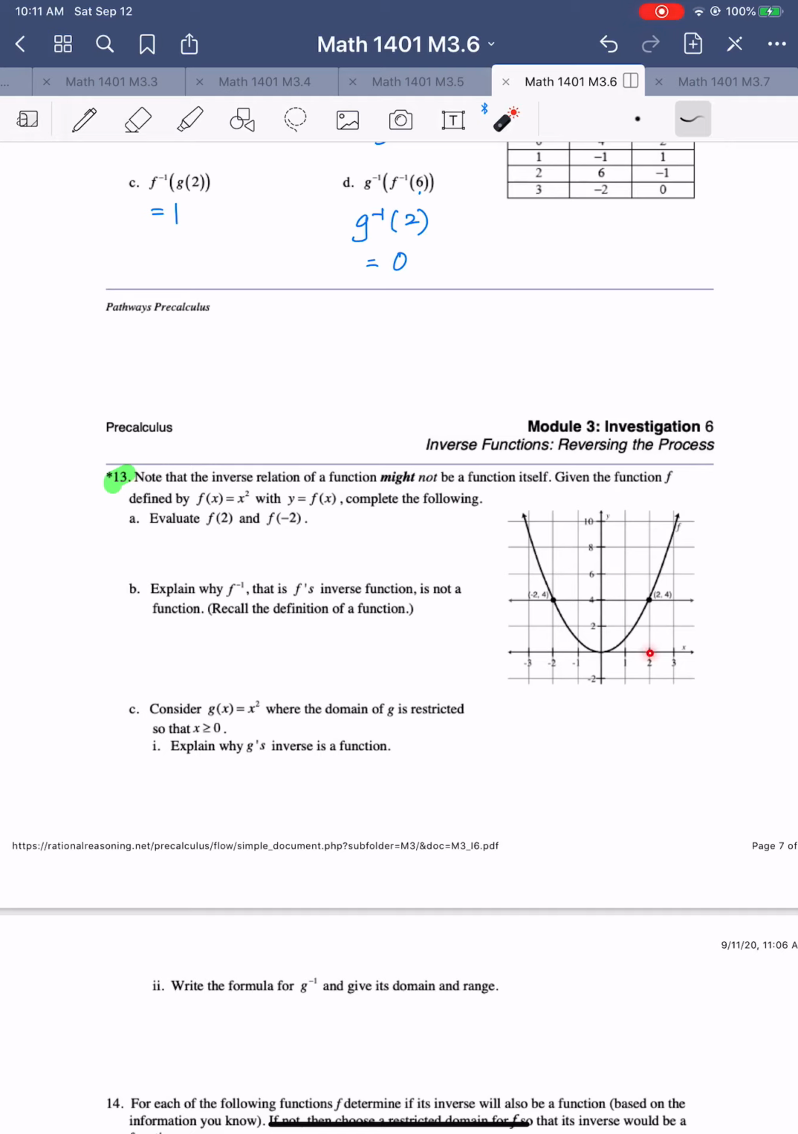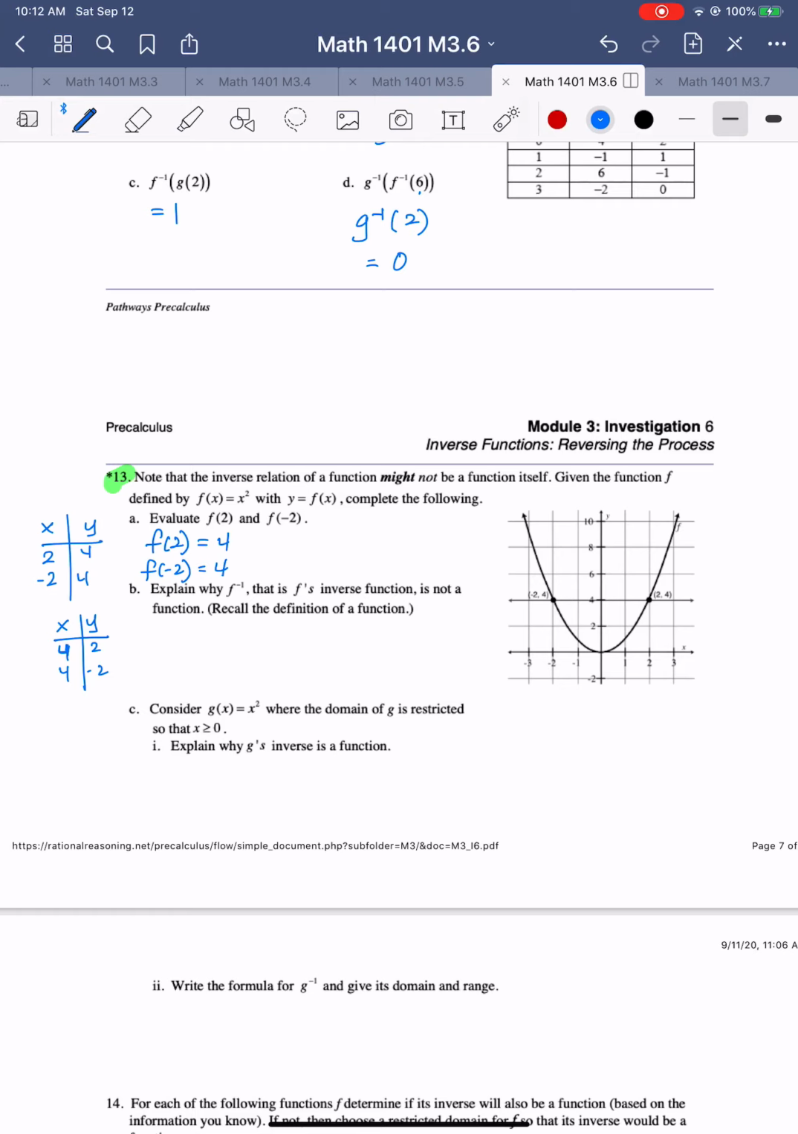So f of 2, which is what? 4, isn't it? What about f of -2? It's also 4 too, isn't it? So f of 2 is a 4, and f of -2 is a 4. So it's okay. The problem is, on the table of x and y, you got the 2, 4, but -2 also 4. But for the inverse, the 4 goes to 2, and the 4 goes to -2. That's a problem, right? Do you see the same 4 goes to two different y values?